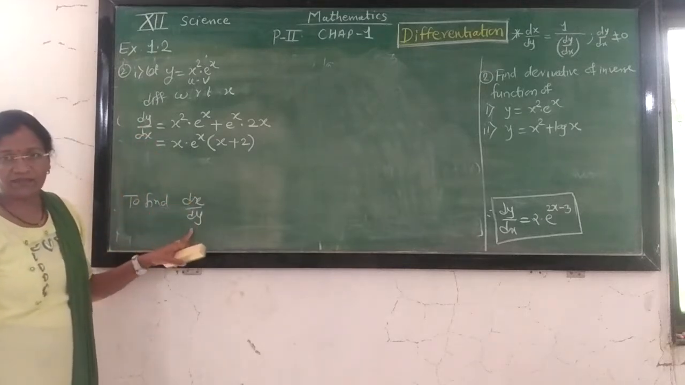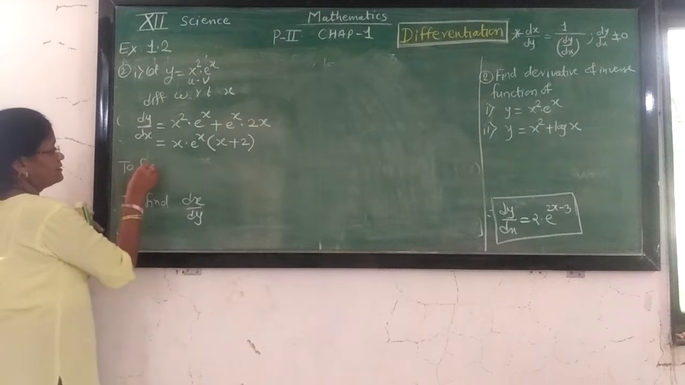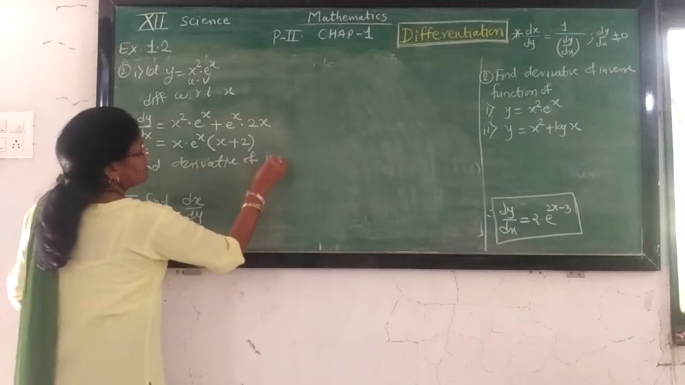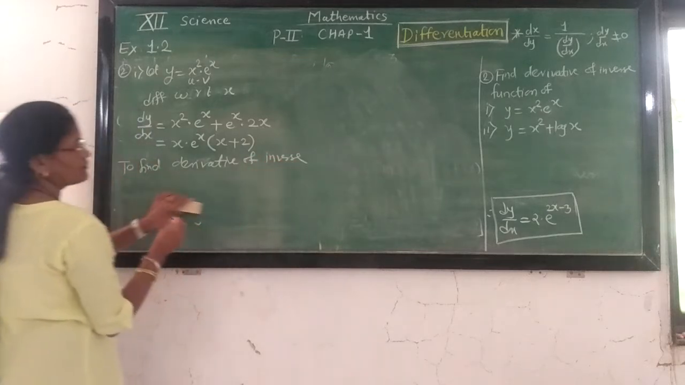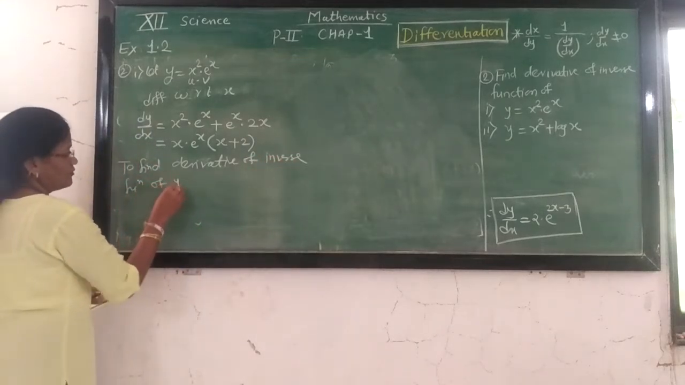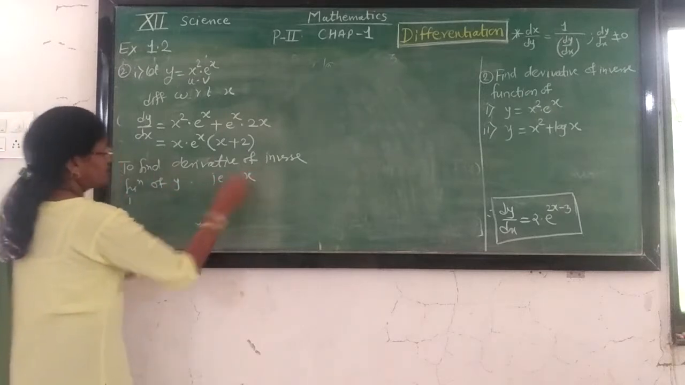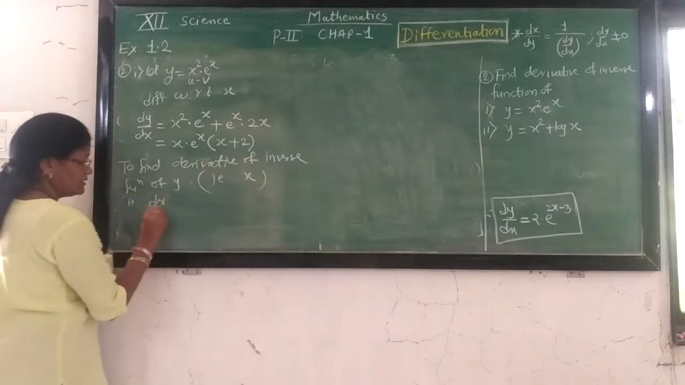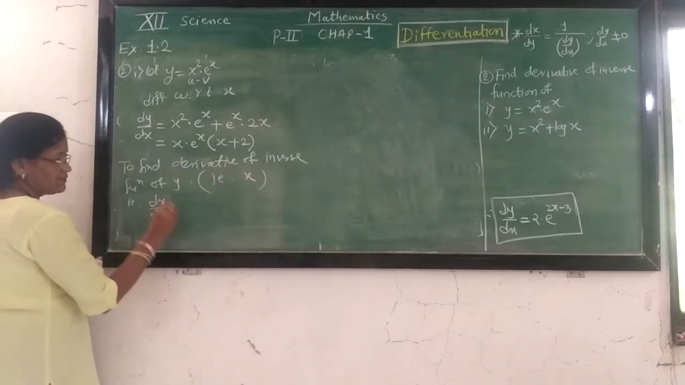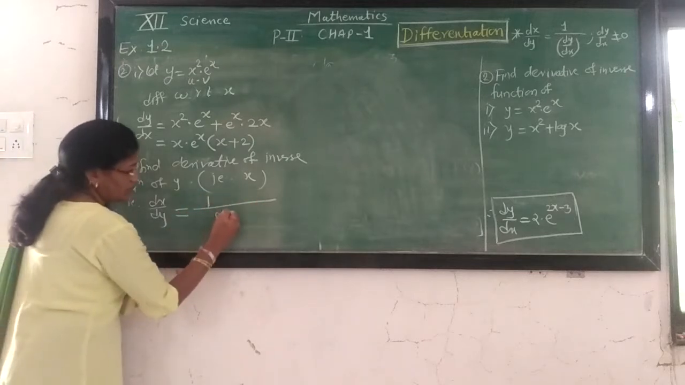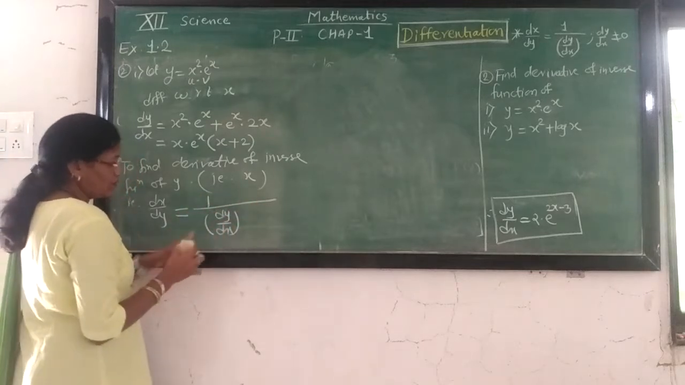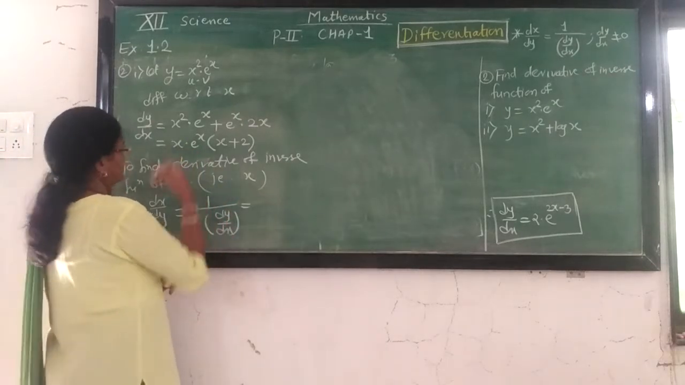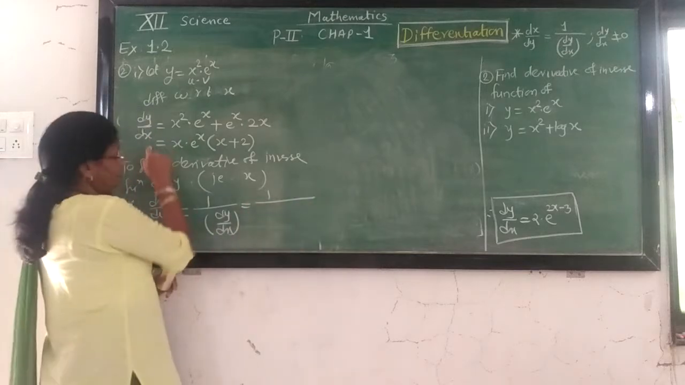Our work is to find the value of dx by dy. So to find the derivative of the inverse function of y, the inverse function of y is x. This we have to find, that means dx by dy. And therefore dx by dy is equal to 1 upon dy by dx, provided that this dy by dx is not equal to 0. Already we have found this value, so 1 upon, what is dy by dx?